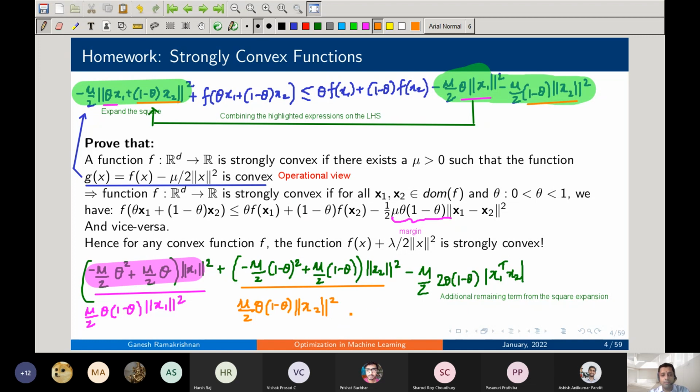So with this, basically now I have another quadratic expansion. So this is basically mu by 2 theta into 1 minus theta, which will come out common, right? Let's just get the third term also in the simplified scalars. We'll basically get mu by 2, 2 theta 1 minus theta, right? So the whole thing, just copy as it is. So this whole expression will just become, what? You'll have mu by 2 coming out, theta into 1 minus theta coming out, norm of x1 minus x2 square.